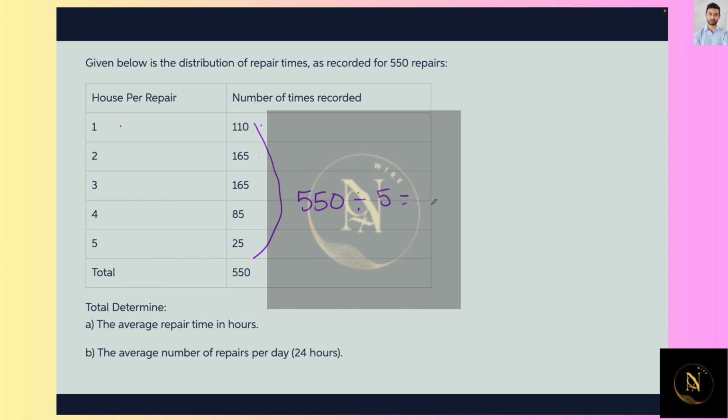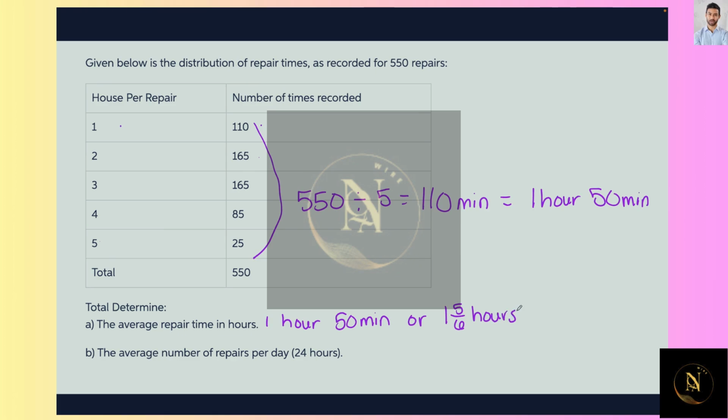houses. So the average repair time in hours, first of all, is 110 minutes, which equals 1 hour and 50 minutes. So that is 1 hour and 50 minutes, or you can say 1 and 5/6 hours.